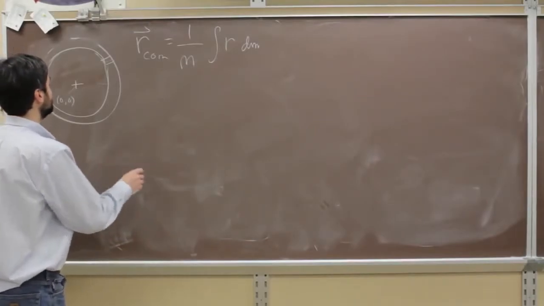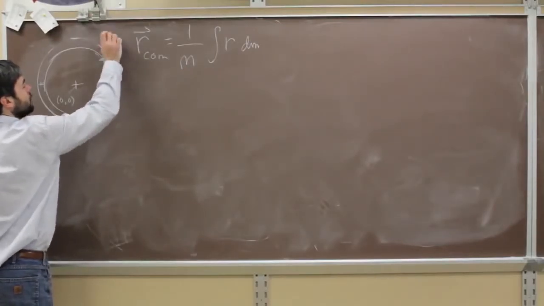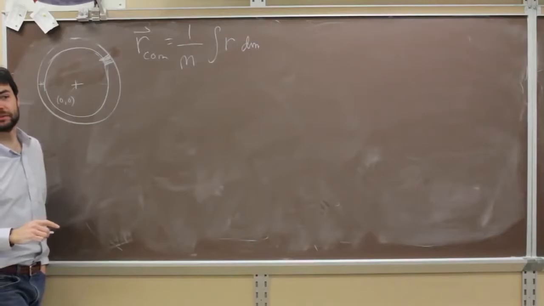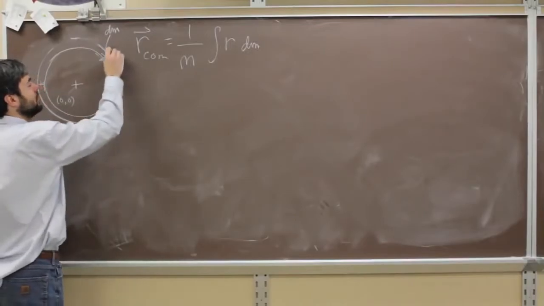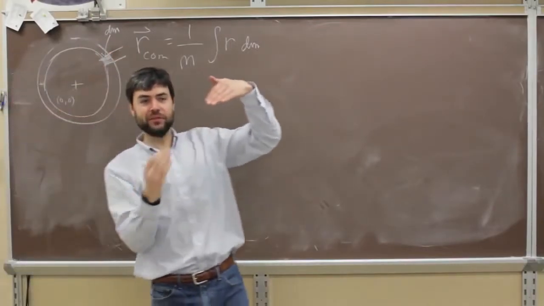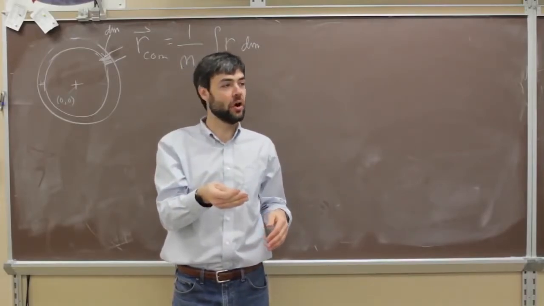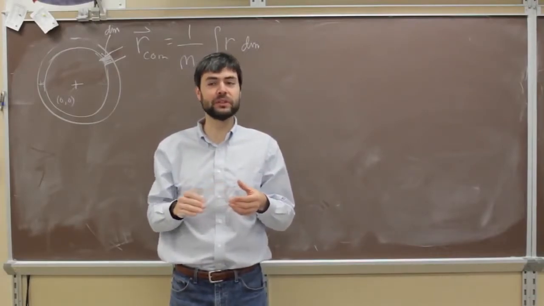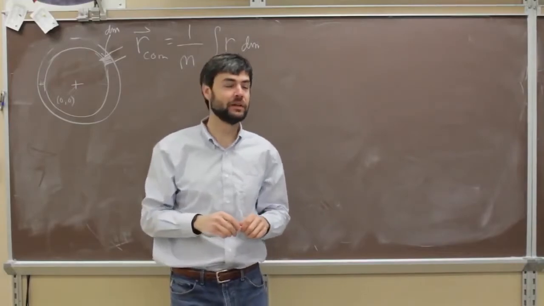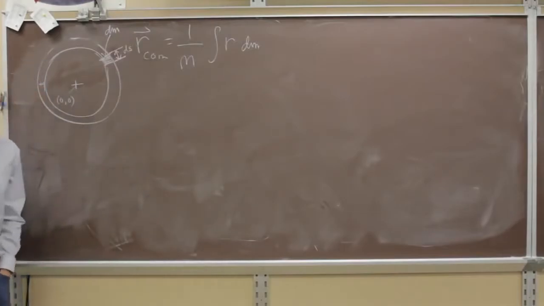Okay, so let's see. We've got this little chunk right here, and what's the mass of that little chunk? dm. It's little m. Okay, and what is the length of that section? What's the section of a curve? An arc. Okay, and what's the length of an arc? S. Okay, and what's a little tiny bit of an arc? ds. So that right there is ds. All right, good.